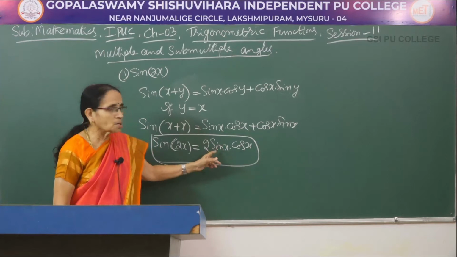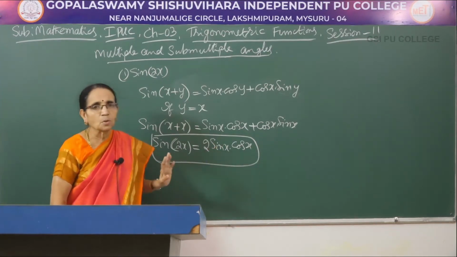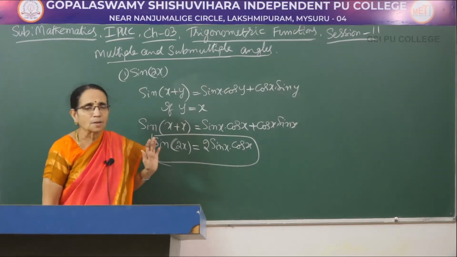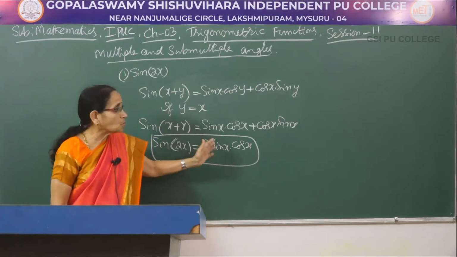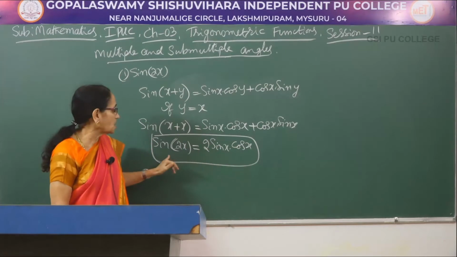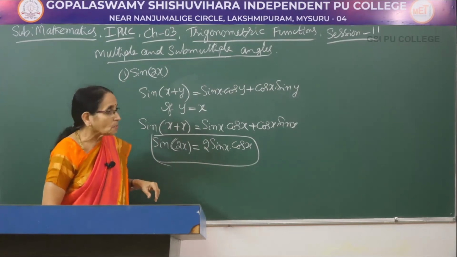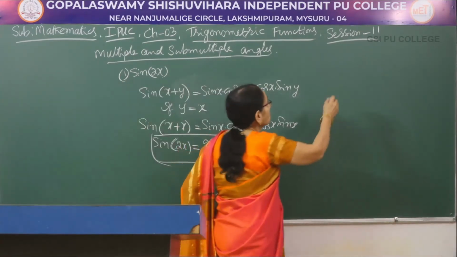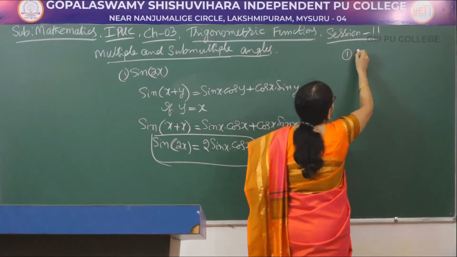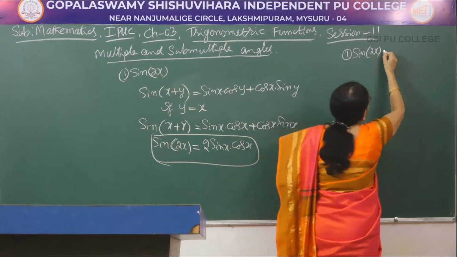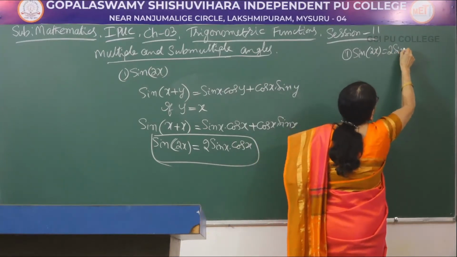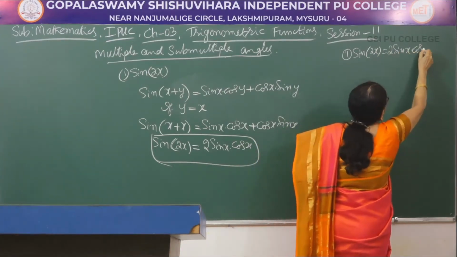Now it is a combination of both of them, 2 sin x into cos x. So wherever sin 2x is there, you can replace it by 2 sin x cos x. Or if you have 2 sin x cos x somewhere, you can rewrite that as sin of 2x. So this is the first formula we are learning here: sin of 2x is equal to 2 times sin x into cos x.